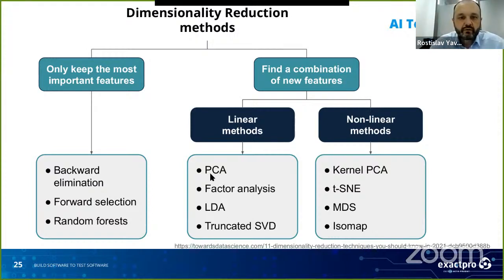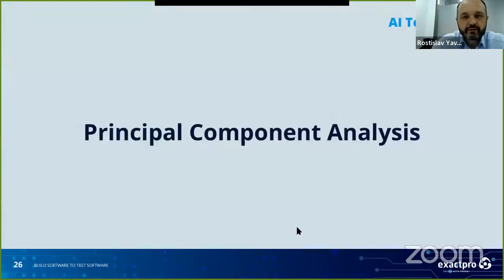You have PCA, which stands for principal component analysis, and factor analysis, and there are others. You can surely find a lot of information on the web. Today I will cover those two, PCA and factor analysis. So let's start with principal component analysis.